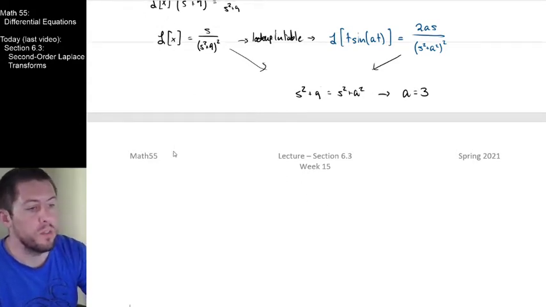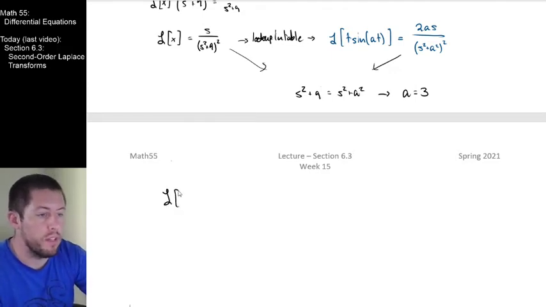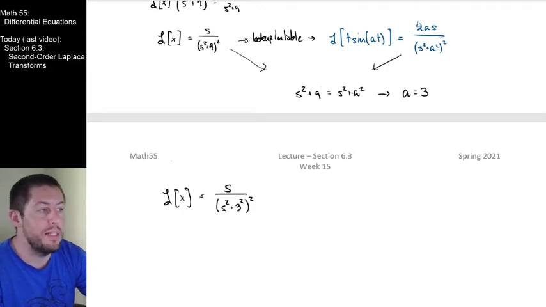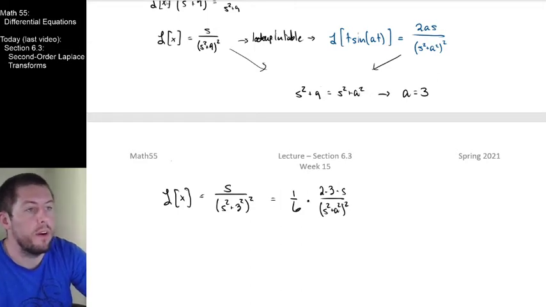So, all right, so let me write it this way. I feel like I'm writing this in a kind of dumb way right here. So what I'm thinking to myself is let's write this now as the Laplace transform of x equals s over s squared plus 3 squared squared. What I still need to agree with all this stuff is 2 times 3 is 6. So I'm going to write this as 1/6 times 2 times 3 times s over s squared plus a squared squared. And I want to not write a, I want to write 3.